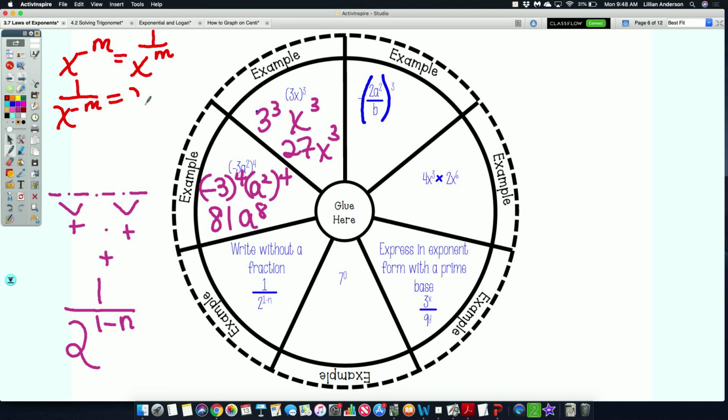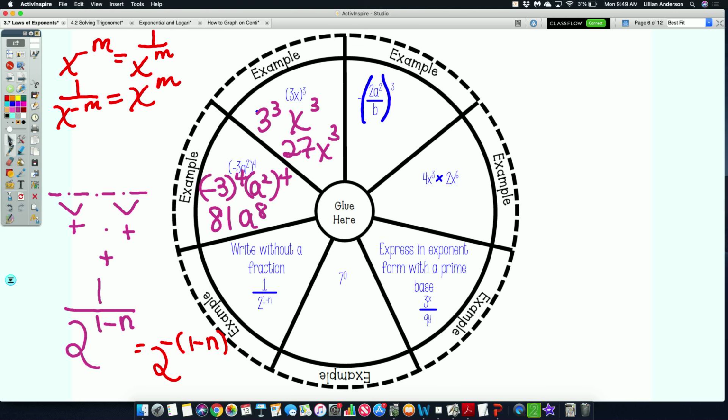this, you can bring it up to the top to make it positive. Here, I need to get rid of this denominator. Since my exponent is already positive, the only way to bring it up is to make it negative. So then you'll have 1 times, which will just be whatever it is, 2 to the negative 1 minus n as your power.